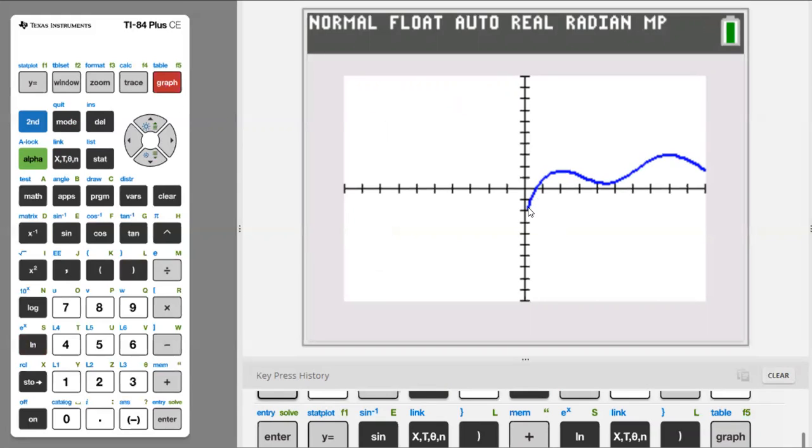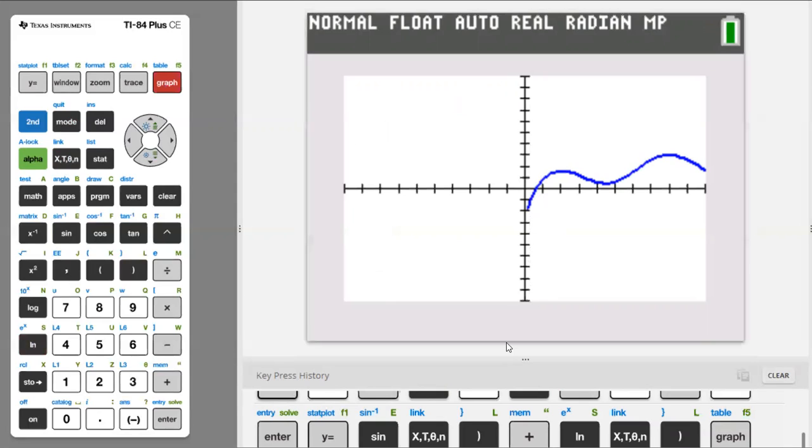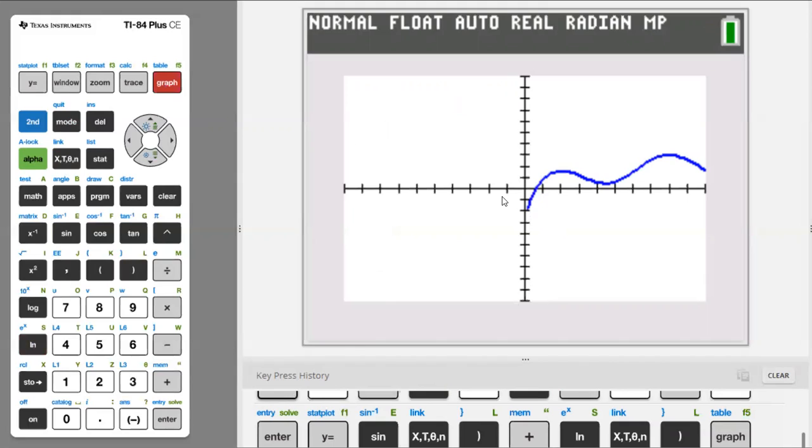Now, one thing to be mindful of, there's actually an asymptote here, and it's going to go down forever. So the 84 does not render it perfectly, but it will keep going down here, and there's an asymptote at 0. So just be mindful of that. But we're interested in 3, so that's over here. So let's see if we can do this.